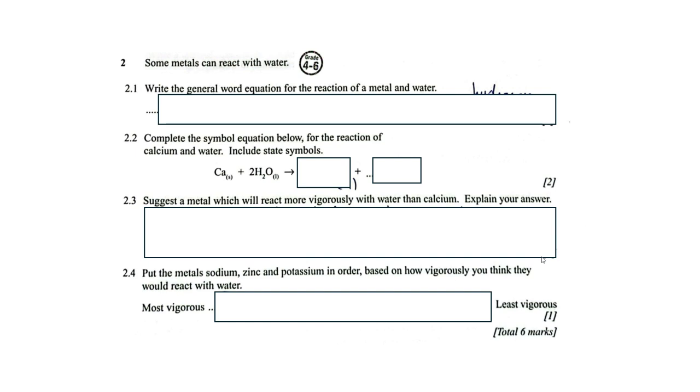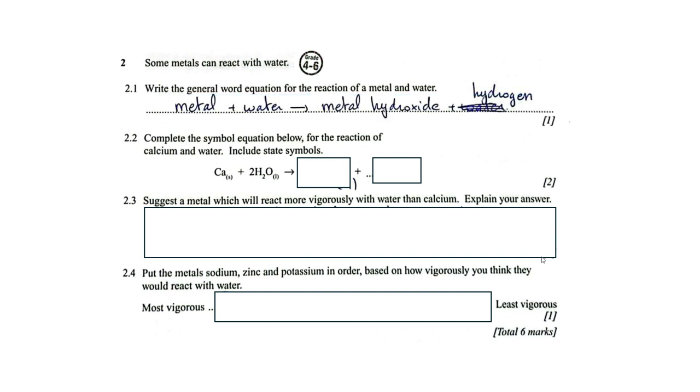Remember, your teacher probably did that in class with you, putting a piece of lithium or potassium or sodium in a big water trough. And when a metal reacts with water, you're making a metal hydroxide plus hydrogen. And the way to prove it would be to do a squeaky pop test on the gas produced. Complete the symbol equation below for the reaction of calcium and water, including state symbols.